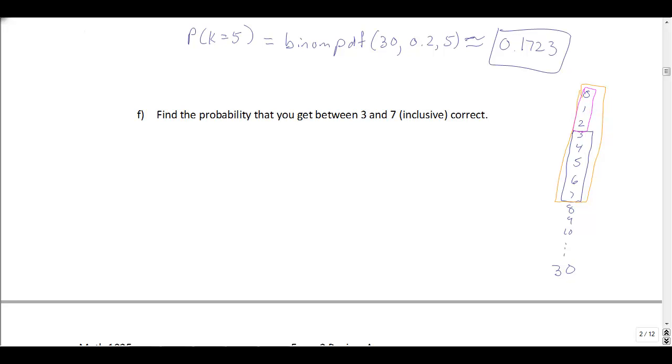So what I'm going to get here is binom CDF. This will be the orange: 30 trials, probability of success is 0.2. I'm going to go up to 7. So that's the probability of getting 0 or 1 or 2 or 3 or 4 or 5 or 6 or 7. And then I have to subtract off this 0, 1, 2 bit. So that's a binom CDF, 30 trials, probability of success is 0.2, and I'm looking for up to 2 successes to subtract off, because the last thing I don't want is the 2.